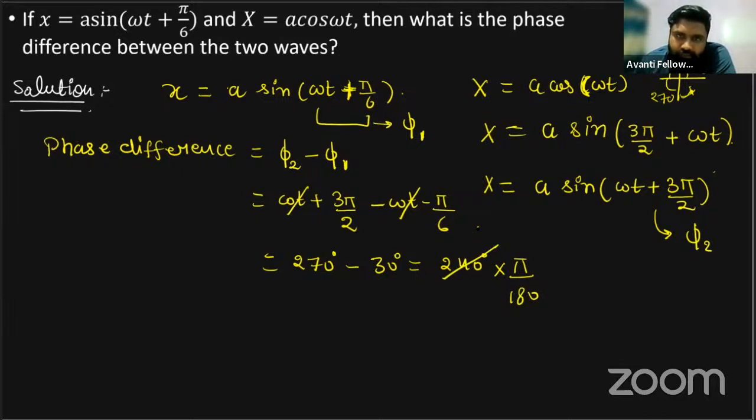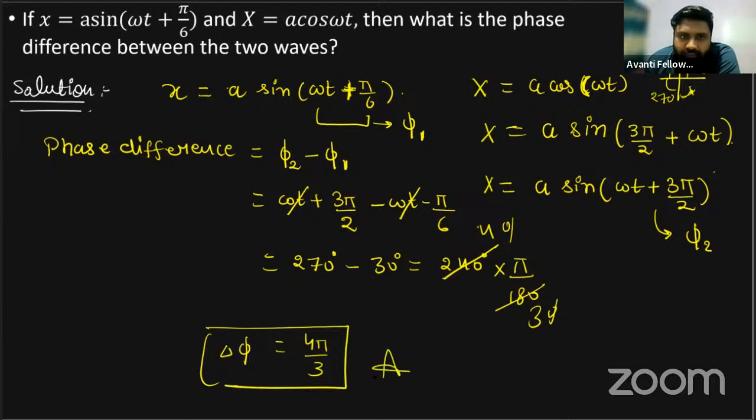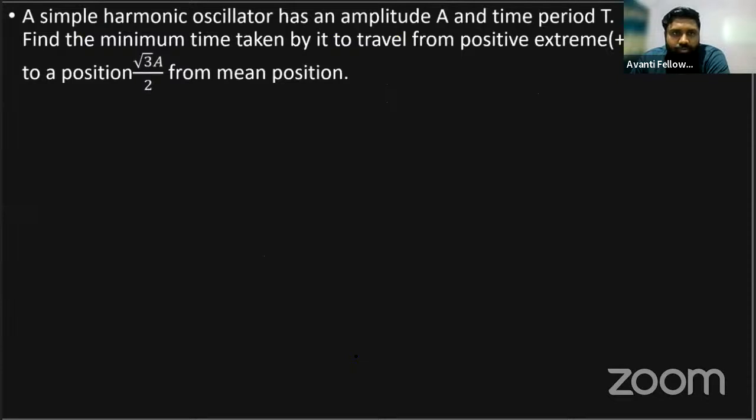So 240 over 180, the 10s cancel out, so it is 24 over 18, which is 4 by 3. So the phase difference between them is 4 pi by 3. Okay, got it? Now, I hope you got it. Move on to the next one. This question.